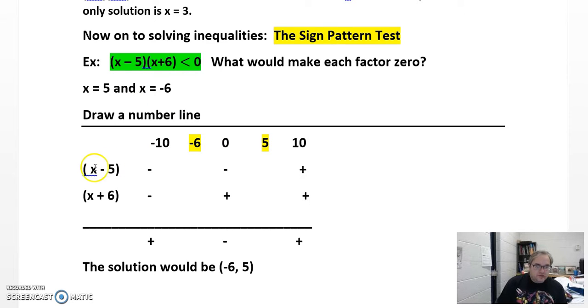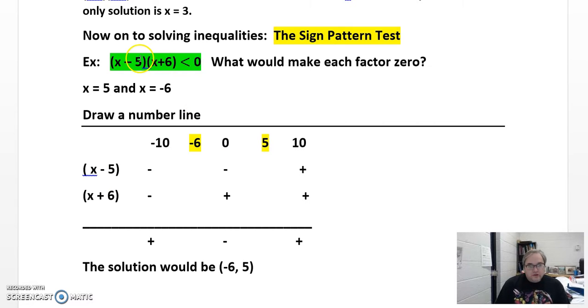I take my factors, write them down here on the left. And what you do is you visualize putting the negative 10 in for this x. And I don't care what the value is. I just care, is it positive or is it negative? And in this case, it's negative. I put negative 10 in for this x. Negative 10 plus 6 gives me a negative number. I repeat for the zeros. Put 0 in, I get negative. 0 in here, I get a positive. Do it for the 10. 10 minus 5 is positive. 10 plus 6 is positive.